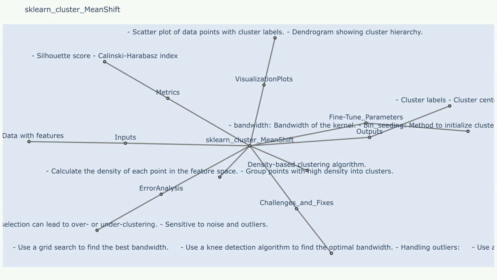This can speed up the algorithm while still providing meaningful insights. Approximate methods. Explore approximate mean shift implementations that trade off some accuracy for faster computation, like the mini-batch mean shift estimator. Parallel processing. Leverage parallel computing techniques to distribute the processing across multiple cores or machines.